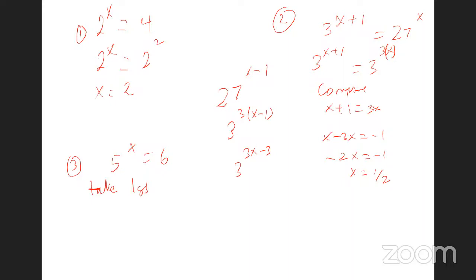All right, so what you'll do here is take logs on both sides. So you'll get log 5 to the x is equal to log 6. Bring the x in front, and then make x the subject of the formula. X is equal to log 6 over log 5. Remember, you have to carry the log 5 across.